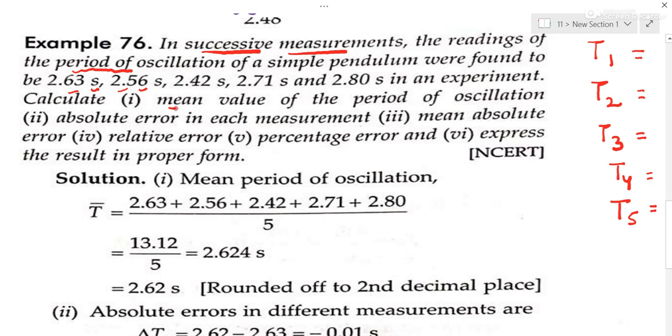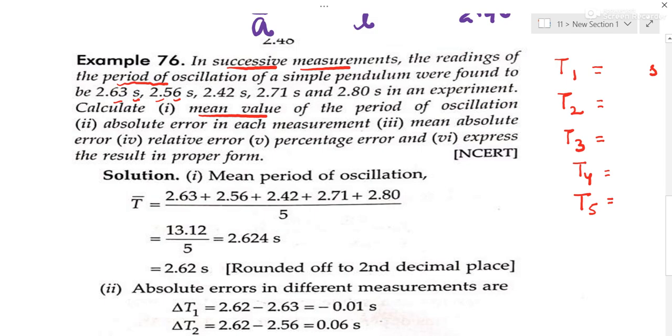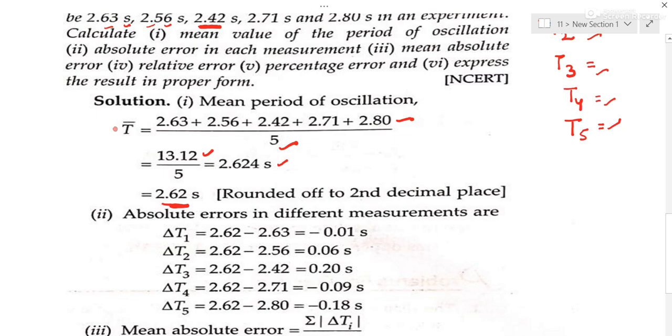First part is to calculate the mean value of the period. So we have to find the mean value of the period. It's simple. Add up these values and divide by 5. 5 readings are there. You can see they have added and divided by 5. Add properly, divide and take up to 2 decimals. Why 2 decimals? Because readings are given up to 2 decimals. If readings are given up to 3 decimals, you have to take up to 3 decimals. So our mean value is ready. The average value of time is ready.